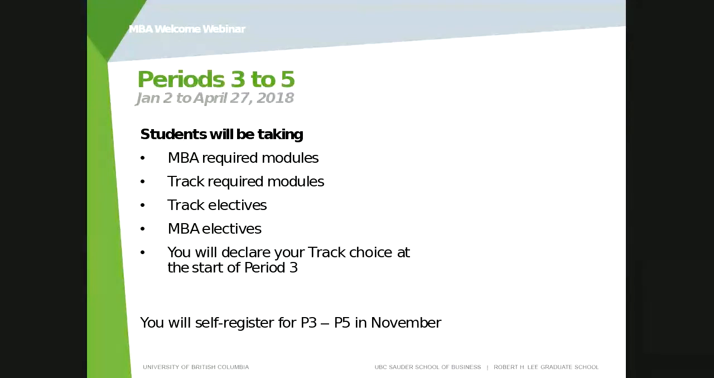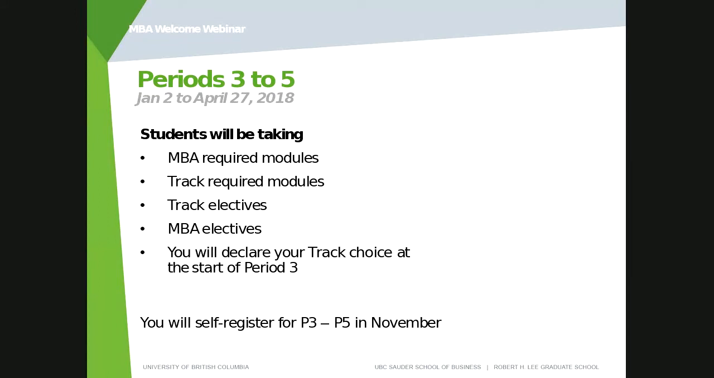Okay, so that brings us right up to December. In December, you have a nice break before you come back for classes in January. There's usually about 3 weeks that you get off over the holiday period. And then we come back for periods 3 to 5, which run from January to the end of April. In these periods, you'll be taking required modules for your MBA degree. You'll be taking specific track required modules if you've decided to take a track. There are some track electives as well, and then general MBA electives. And as mentioned, you will declare your track choice at the start of period 3.